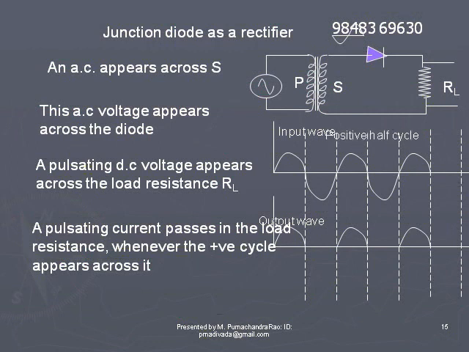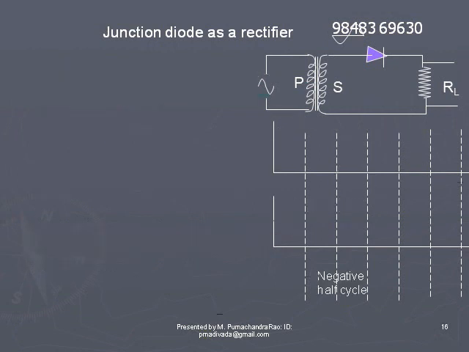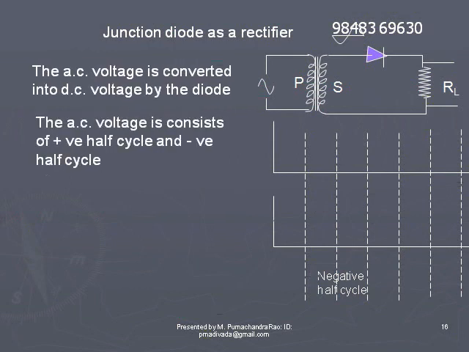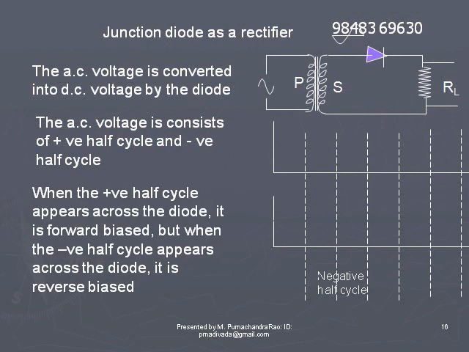The positive half cycle appears for half of the period, and for the remaining half of the period the negative half cycle appears across the diode. So alternately, positive half cycle followed by negative half cycle, followed by positive half cycle, followed by negative half cycle, like this the voltage appears across the diode.